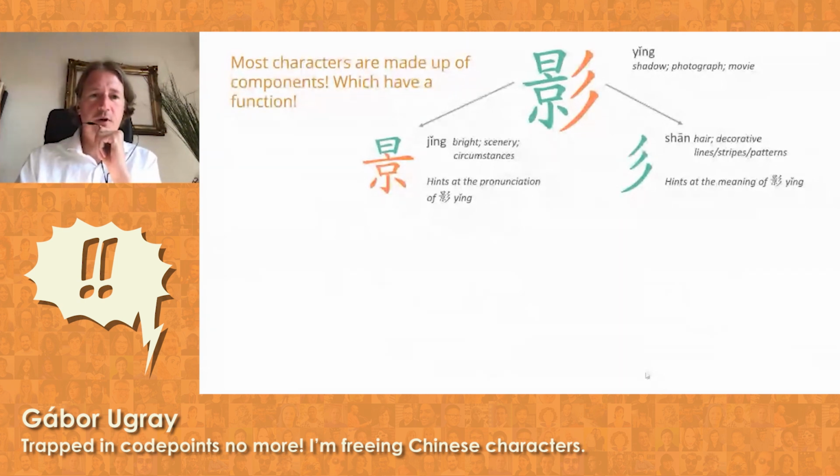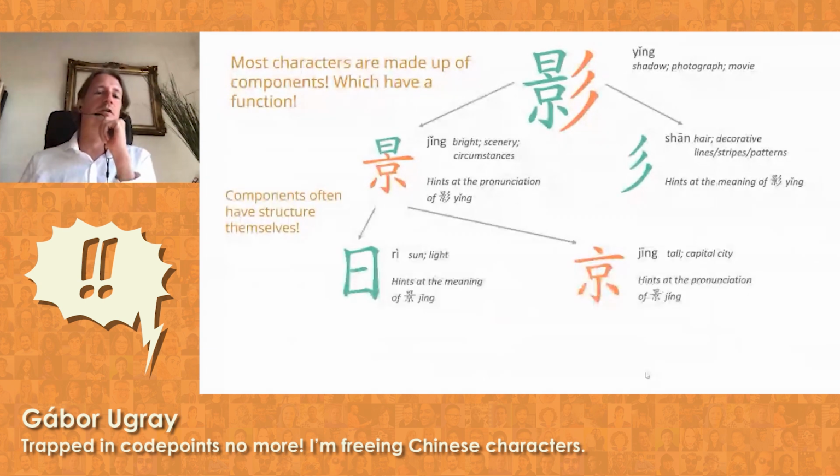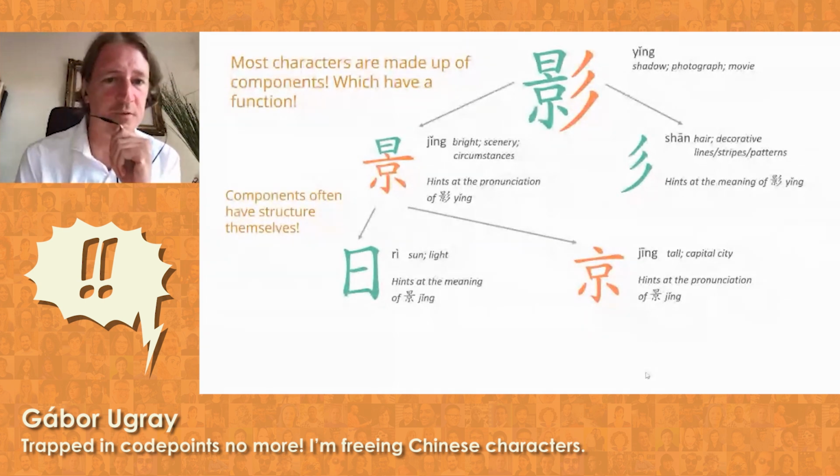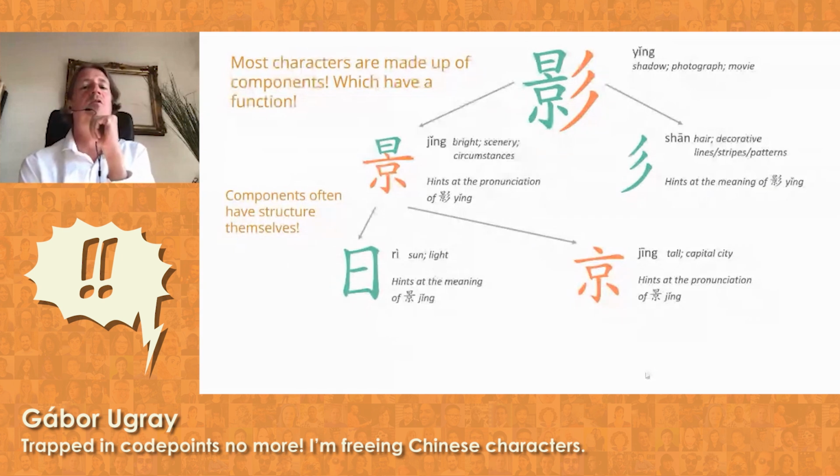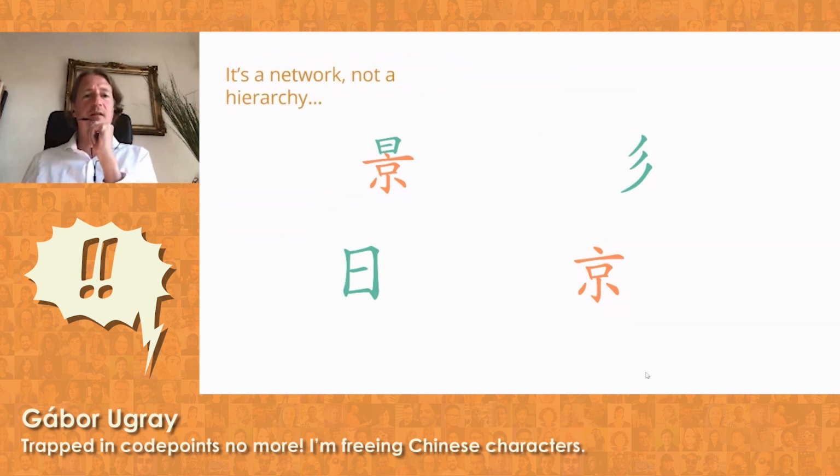Now this goes on. The one on the left itself has some more internal structure. Remember, as a standalone character, it is pronounced Ying and means bright. At the top, it has the character for sun, which is literally like a drawing of the sun in an abstract form. And on the right, it has another character, which happens to be pronounced Ying. It means capital city. This is actually the character that's in the second part of Beijing, like northern city, the capital of China. But the script itself is not a hierarchy, it's a network.